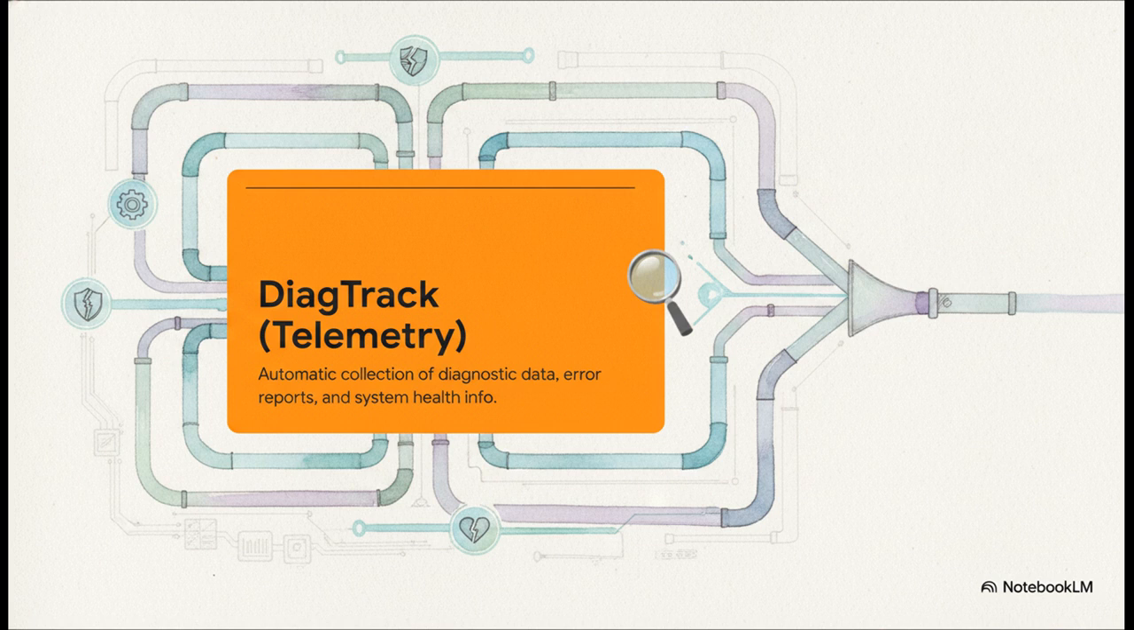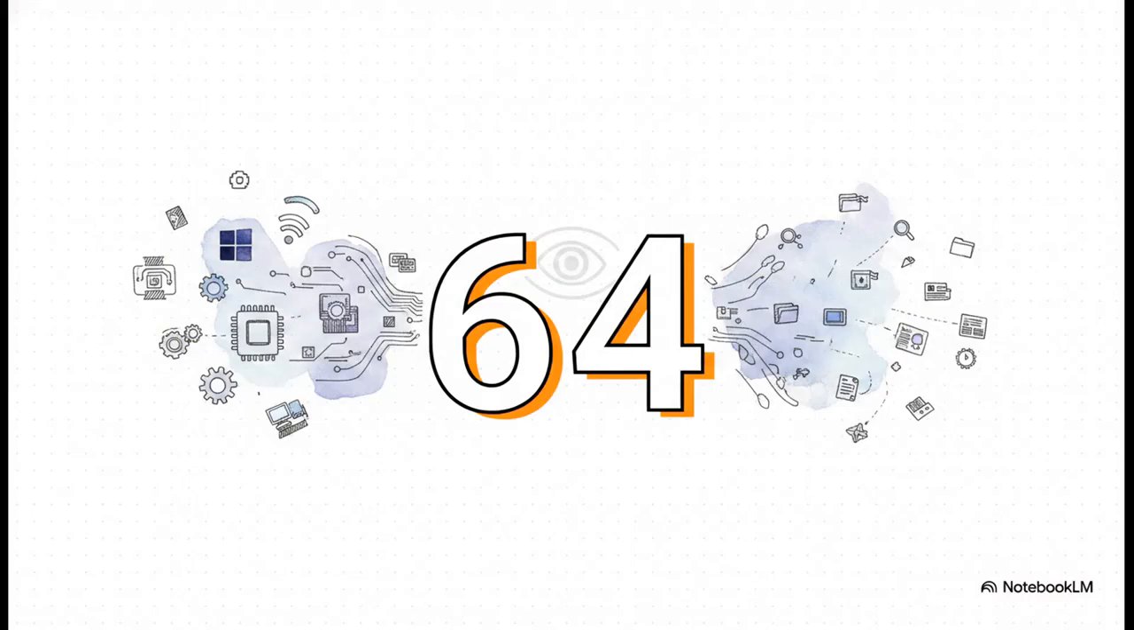Think of DiagTrack as the transport layer. It's the plumbing that gathers all the diagnostic data, error reports, and health info from all over your operating system, packages it up, and sends it back to Microsoft. 64. And no, that's not 64 individual data points. That is 64 distinct categories of required diagnostic events and fields for recent Windows 11 versions. It really shows the sheer scale of the data collection going on here.